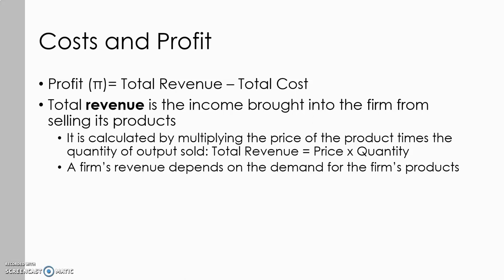Profit. By the way, that Greek letter is the Greek letter pi. Please don't attempt to solve for profit by substituting 3.14 for the Greek letter pi. Pi is just there to abbreviate profit because we're going to see price abbreviated with a P. Profit also starts with a P, so we needed a different abbreviation. It's always going to be total revenue minus total costs.